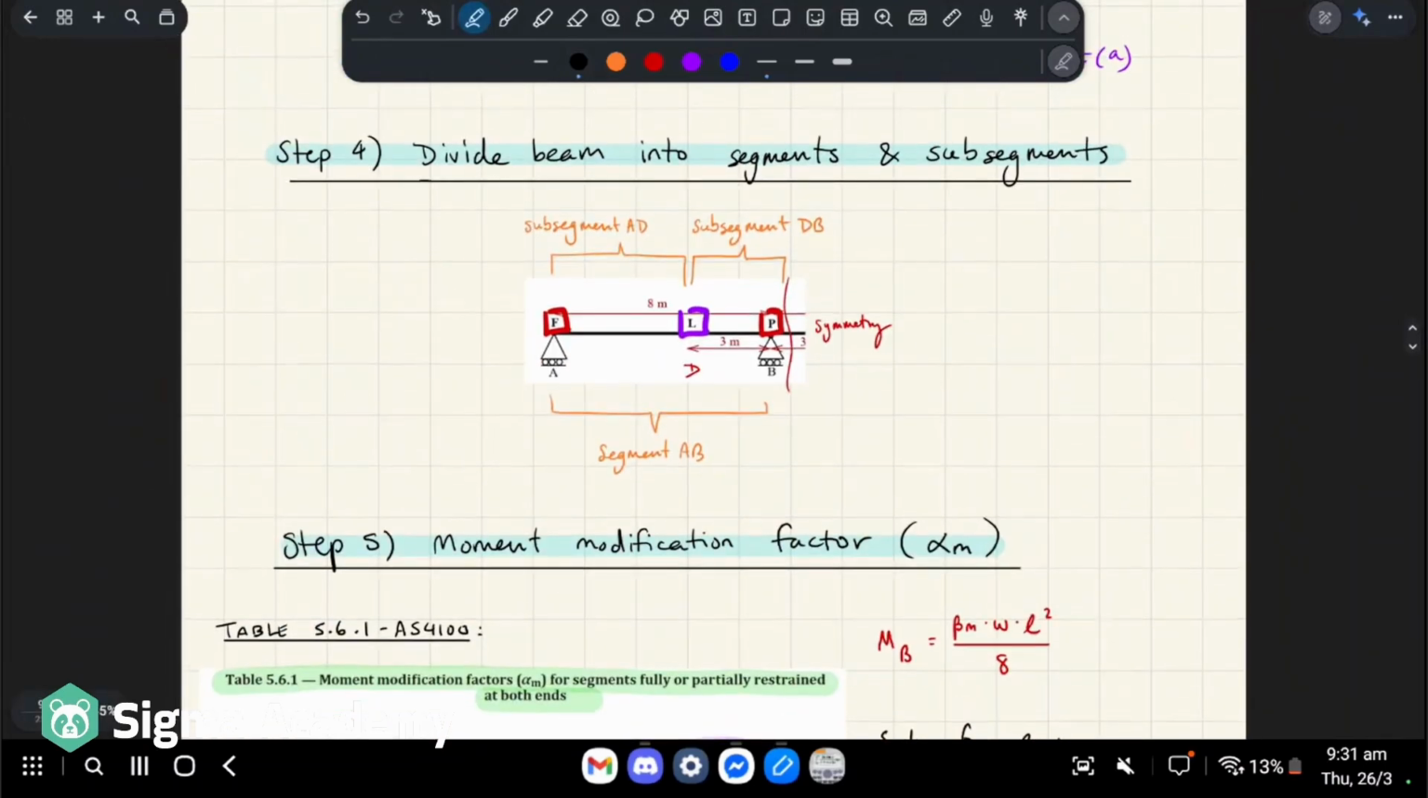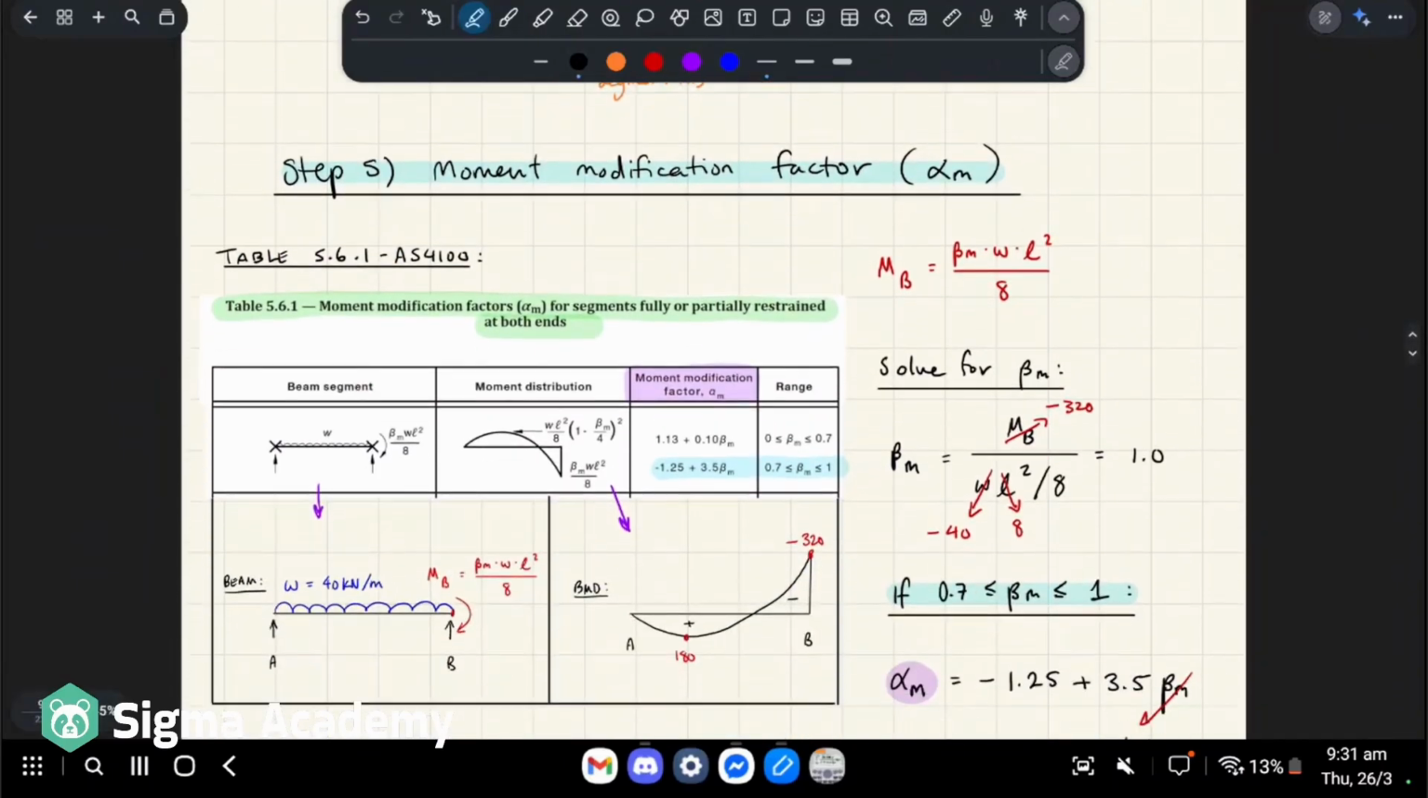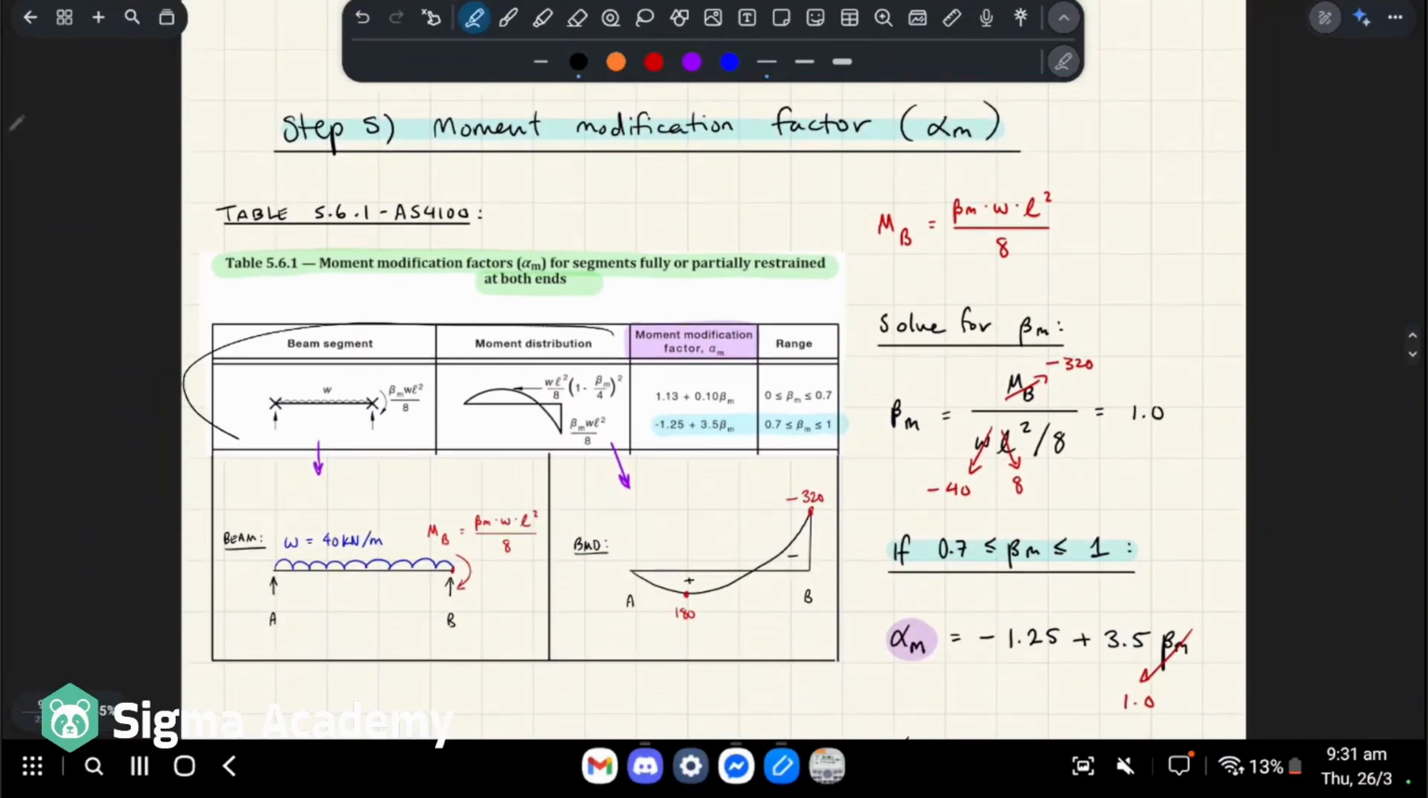Now we're going to divide our beam into segments and subsegments. I'm going to skim over this relatively quickly because the majority of the theory regarding lateral torsional buckling was covered by my previous Sigma Steel Academy video. So this is more going to be outlining any differences there are between that video and this video, right? Moment amp factor, we're going to use this formula from the table.